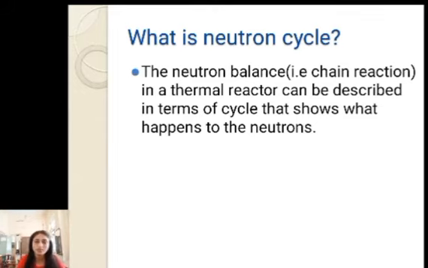So first of all, what is neutron cycle? The neutron cycle or chain reaction in a thermal reactor can be described in terms of a cycle that shows what happens to the neutrons. So we will study this cycle stepwise. What happens in the first step, second step, third step, and that is how we will study the whole cycle or whole journey of neutron inside a nuclear reactor.